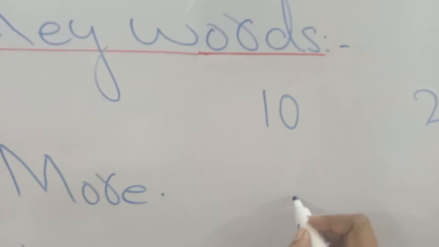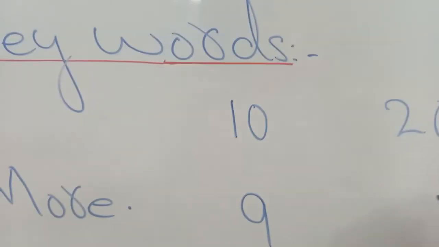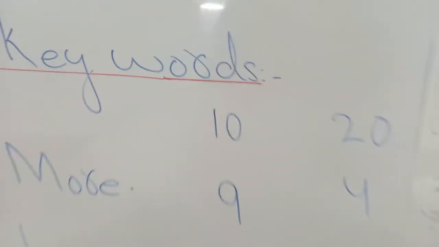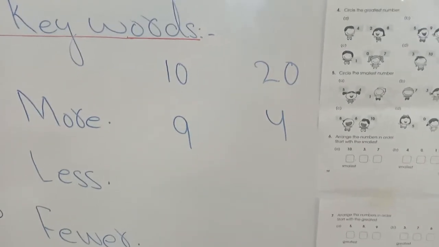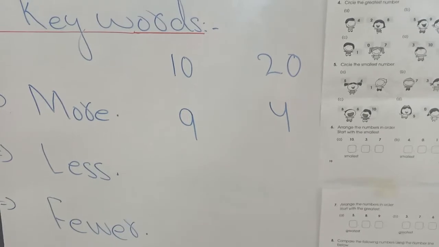Another example, 9 and 4. Which one is smaller? Yes, 4 is smaller and 9 is the greater number.